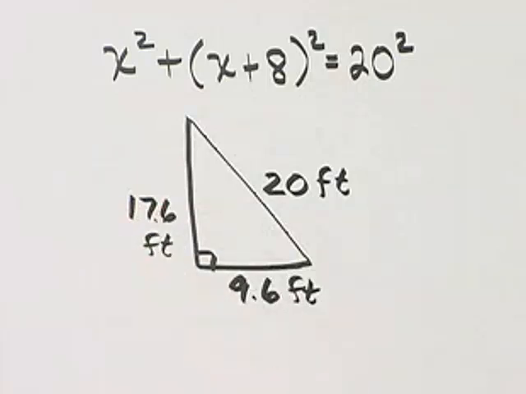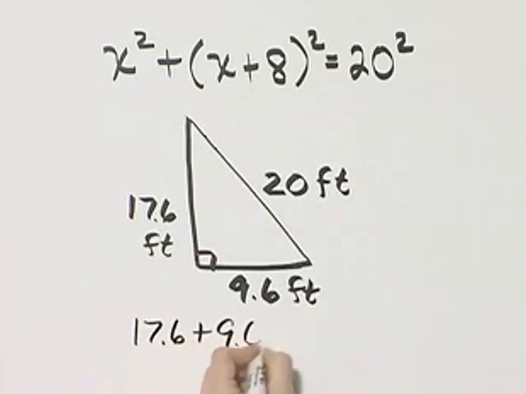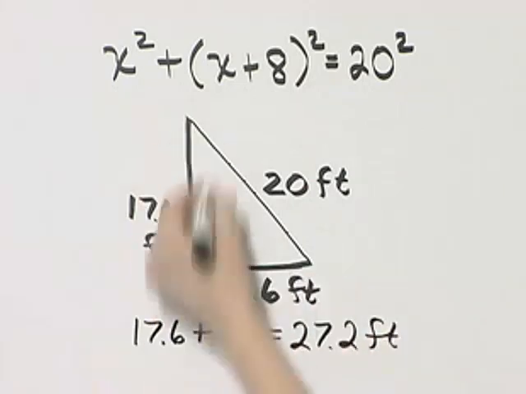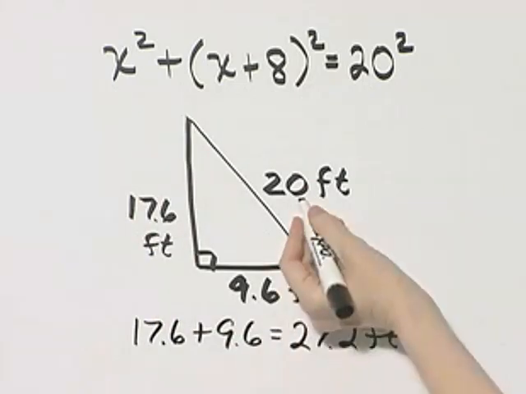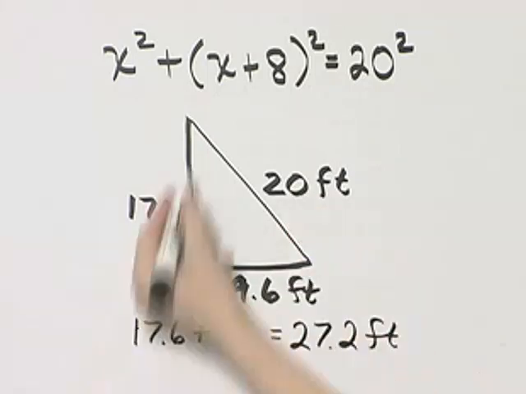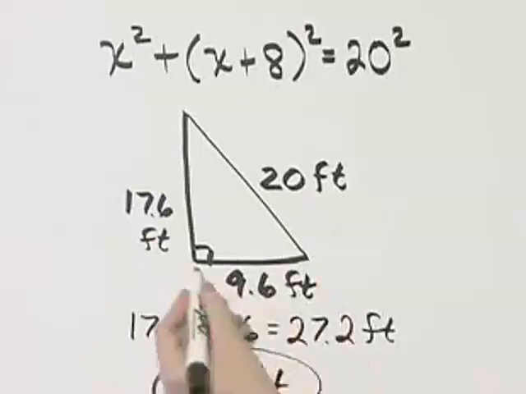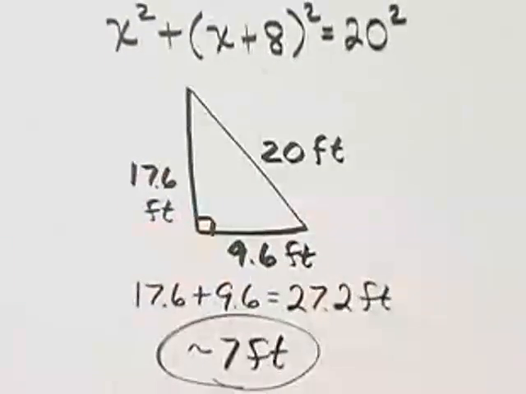If we add these two, we have a sum of 27.2 feet walking distance. If we subtract from the 20 feet, how much longer does this take? Approximately 7.2 feet, so rounded to the nearest whole foot, approximately 7 feet longer to walk around the corner rather than the diagonal.